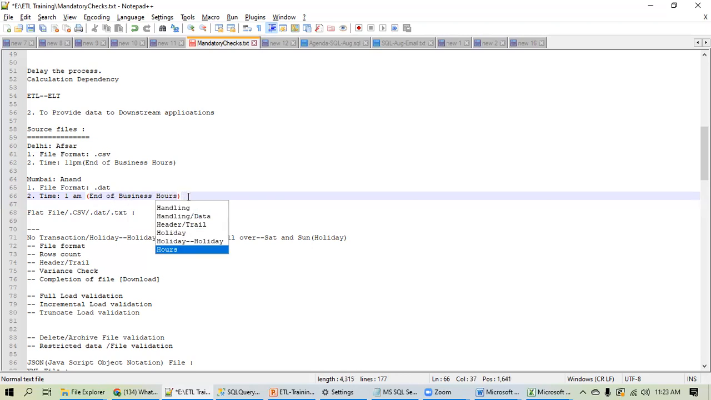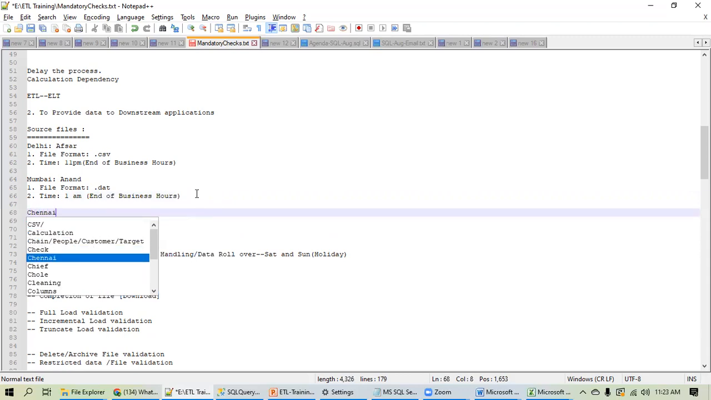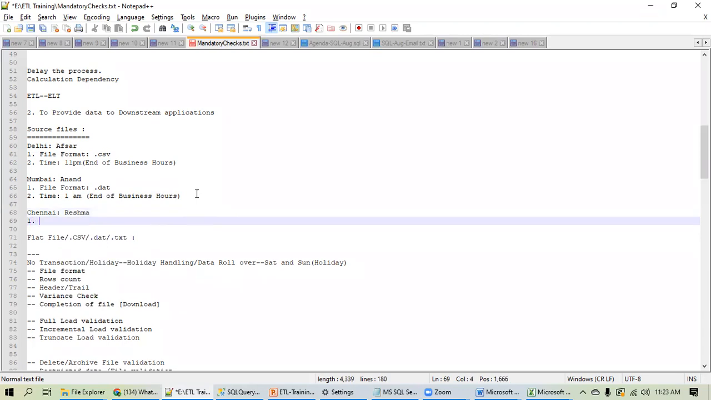Okay, fine. Now, third scenario, Chennai. I have a restaurant in Chennai as well. Suppose we have Reshma, the manager of the Chennai restaurant. Same thing happened with the file format. Reshma told me, okay, Tanvir, I will do one thing.